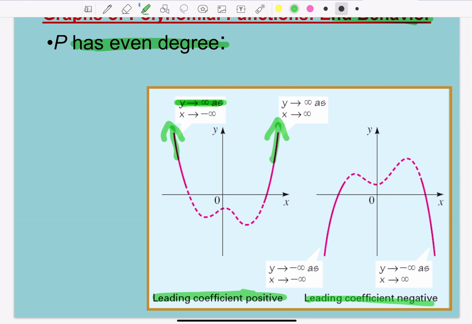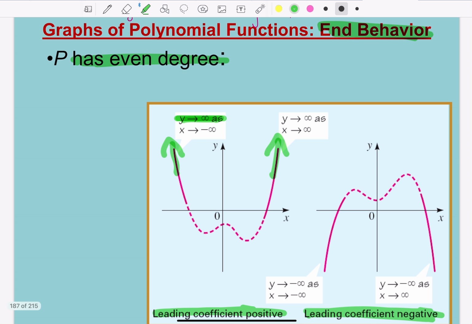When we have a negative leading coefficient for even degree polynomials, my end behavior is going to look like this. In the middle, we can have twists and turns in the graphs, no sharp corners, but the end of the graph on both sides is going to look like this. No matter what the degree of your polynomial is, any even degree, it can be 2, 4, 6, 8, 10, 12, 14, any even degree polynomial, when x becomes really, really large positive, y becomes really, really large negative. When x becomes really, really large negative, y becomes really, really large negative.